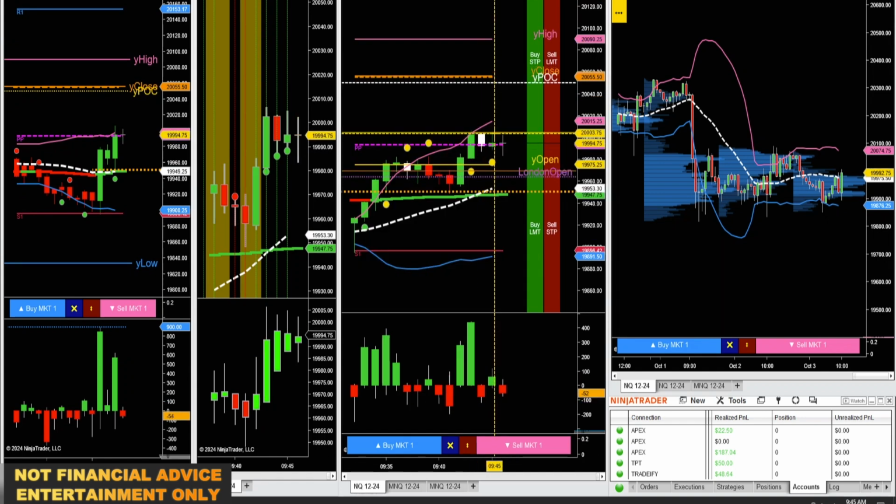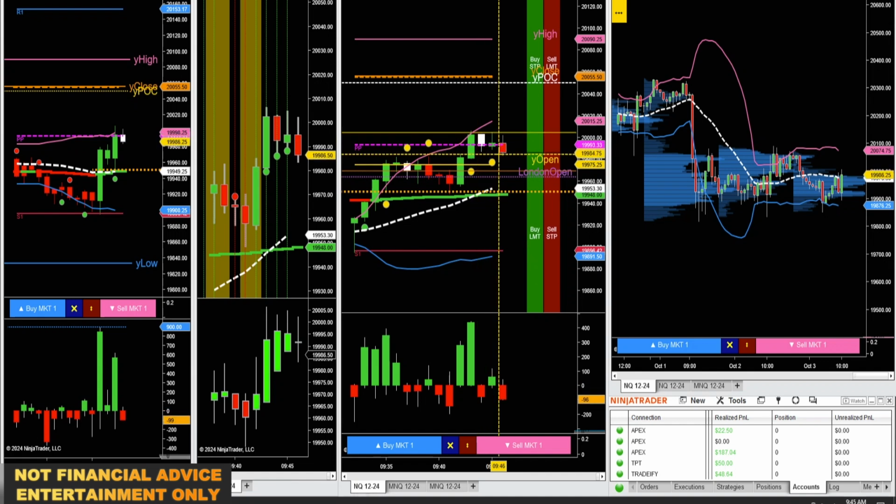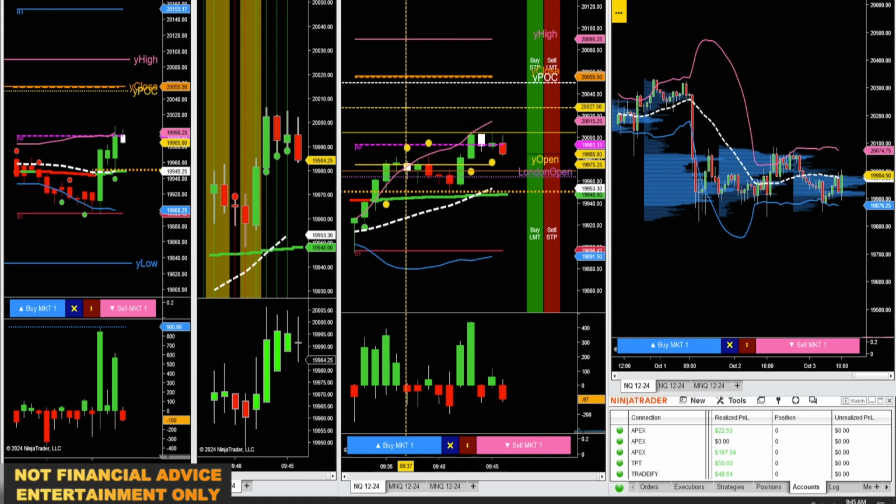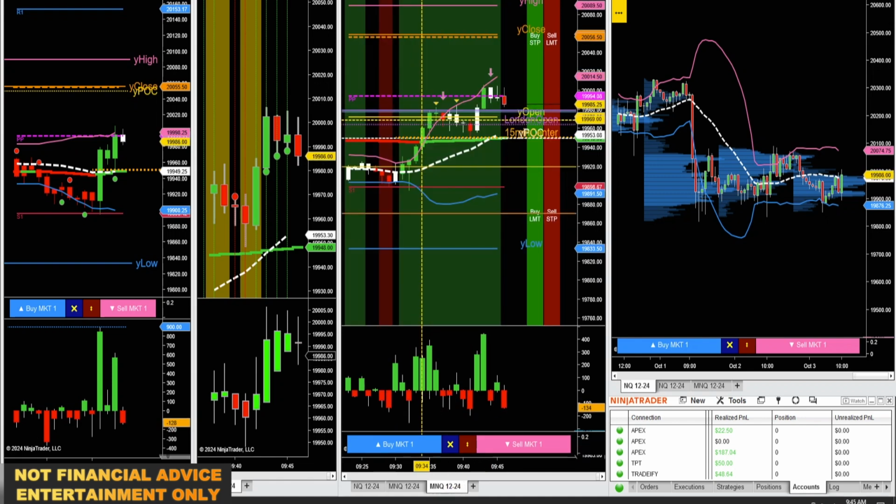So this is my NQ chart. We just got to hold up right at this high volume area from the MMT key levels at 20,004. We just bounced down over 20 points. This is the NQ chart. This is the MNQ chart.